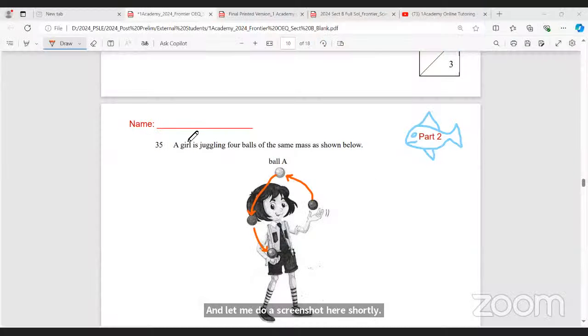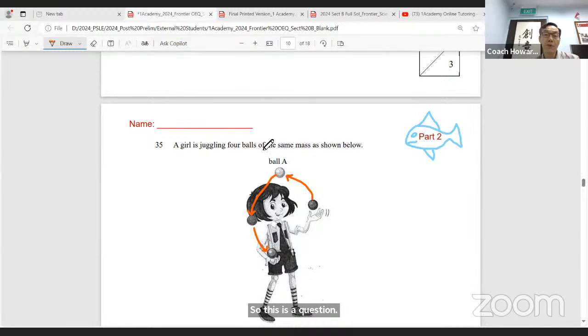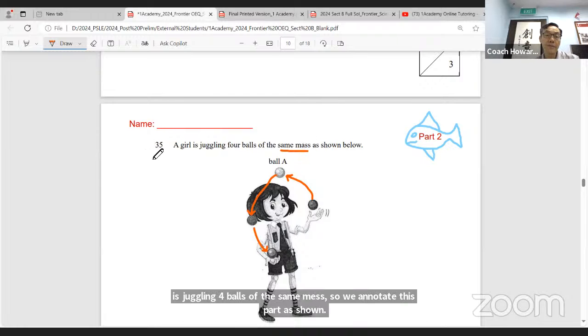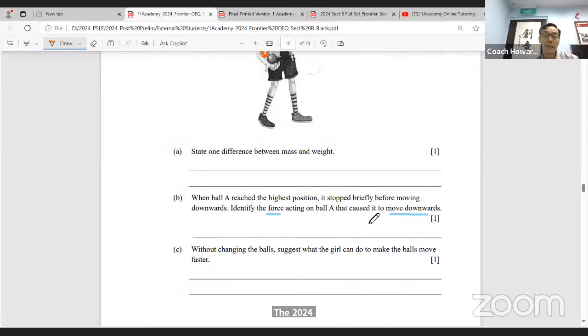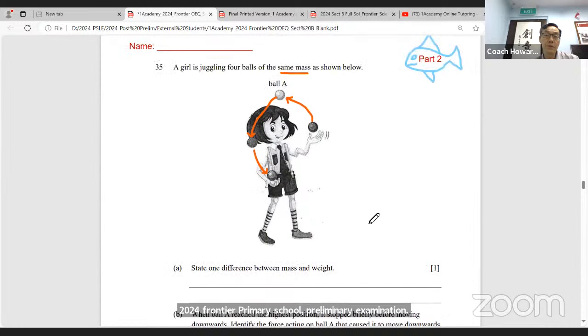So this is a question. A girl is juggling four balls of the same mass. So we annotate this part as shown below. This is question 35 of the 2024 Frontier Primary School Preliminary Examination. I'd like to highlight to you the importance of annotation. This arrow has been ruled by me, so I encourage students to annotate as well.